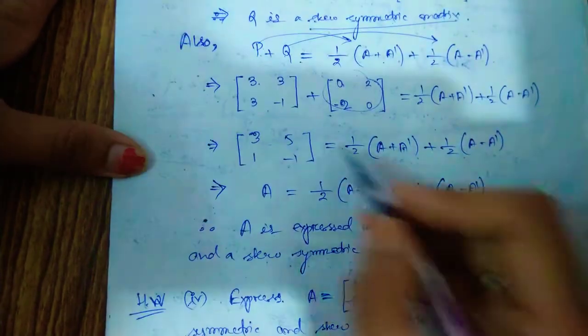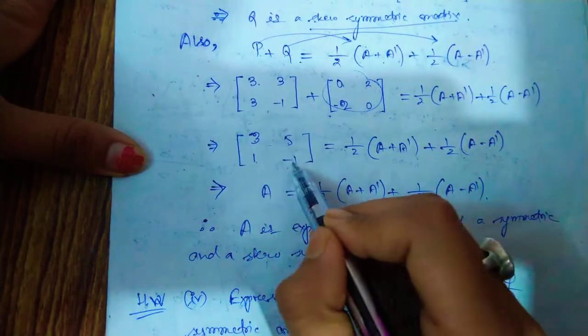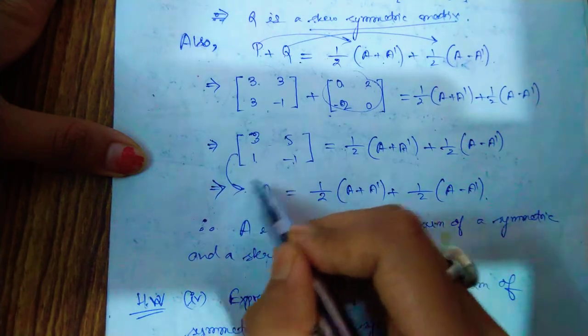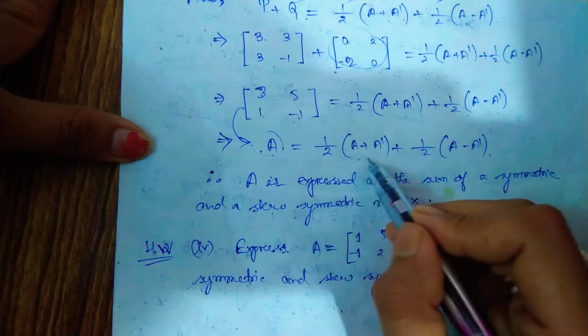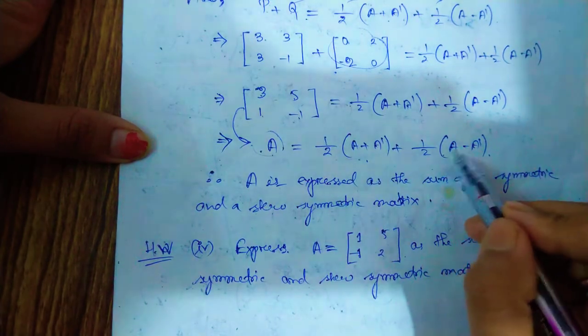We sum them. On summing, what do we get? 3, 5, 1, minus 1. This is the value of the given matrix A. So we understand that A can be expressed as the sum of a symmetric and a skew symmetric matrix.